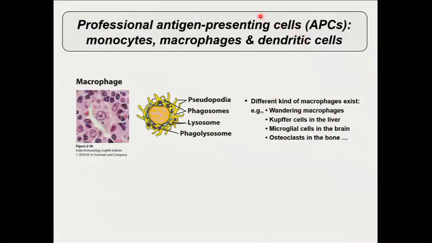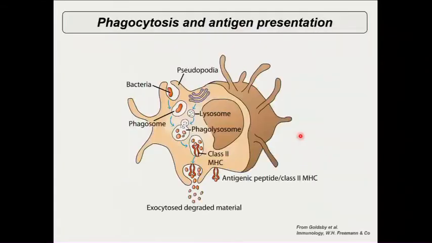So apart from these major names for these major groups, there are other cells that also belong to professional antigen-presenting cells, and they are specialized cells in certain organs. Okay, so now a quick overview of the phagocytosis of pathogens and the subsequent antigen presentation.